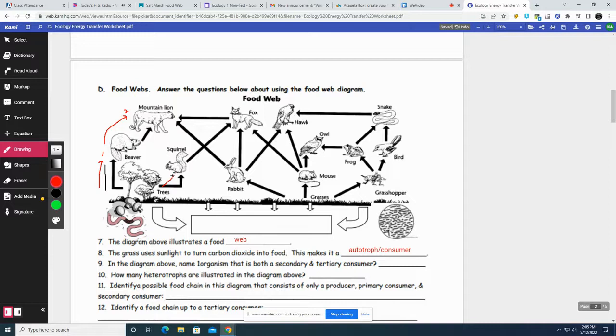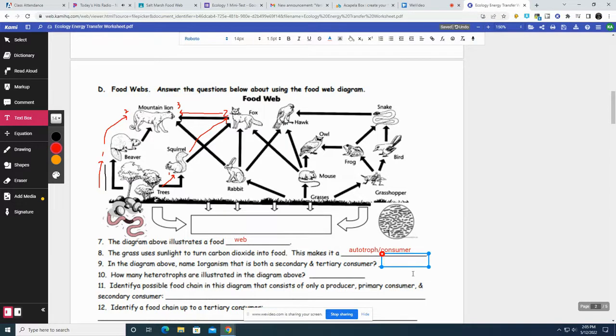We can go this one. The squirrel eats the tree. He's a primary consumer. The fox eats the squirrel, so he's a secondary consumer. And now when a mountain lion eats a fox, he's a tertiary. All right, so we're going to put mountain lion, who's both a secondary and tertiary. Might be another one on there, but I don't want to look for all of them.